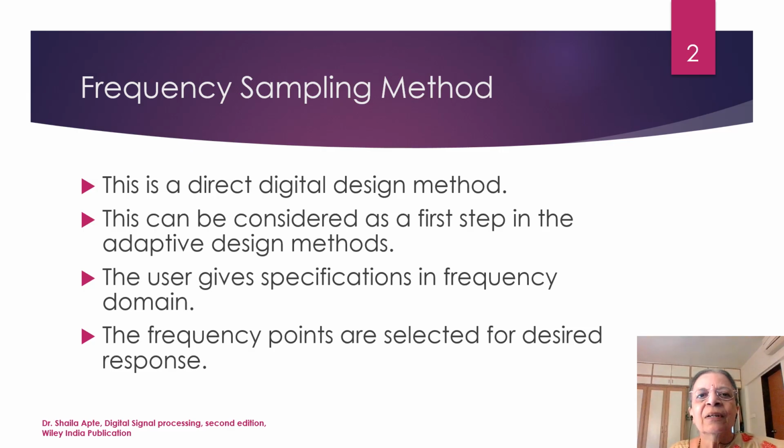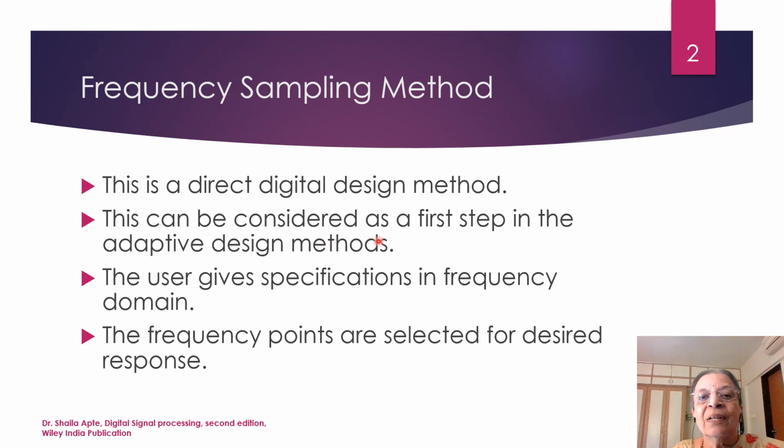We have already considered Fourier series expansion method, wherein we consider the brick wall response, that is complete ideal response in the frequency domain, and then go on designing the filter impulse response in time domain. We revert in the time domain and then go ahead by adjusting the response in the time domain. Now, in case of frequency sampling method, this is a direct digital design. We will go in the time domain after properly selecting the points in the frequency domain.